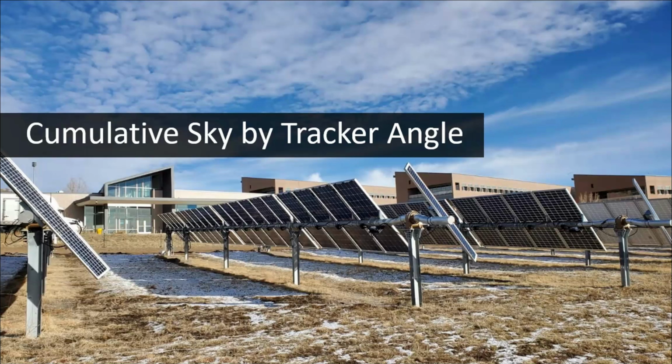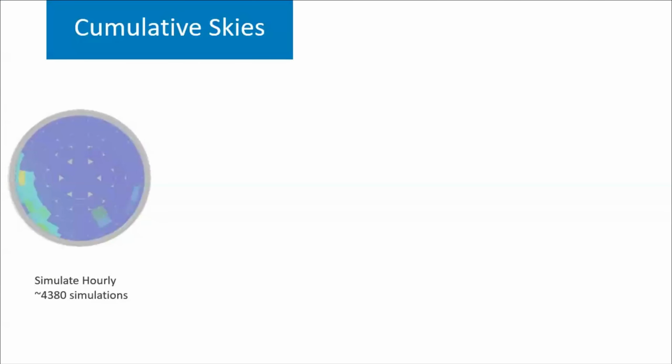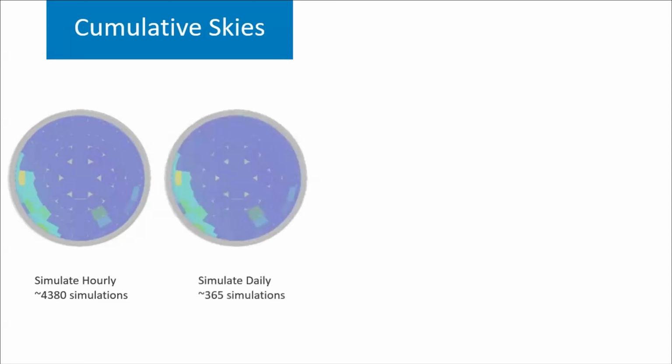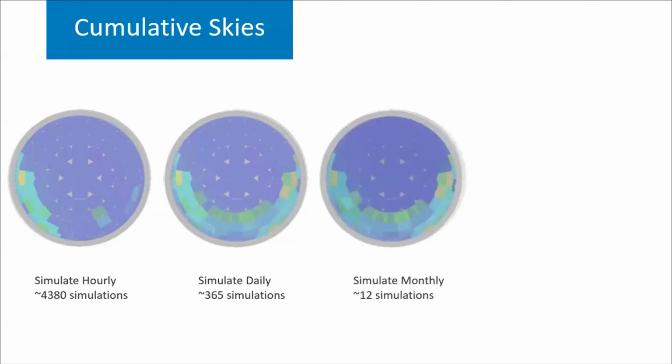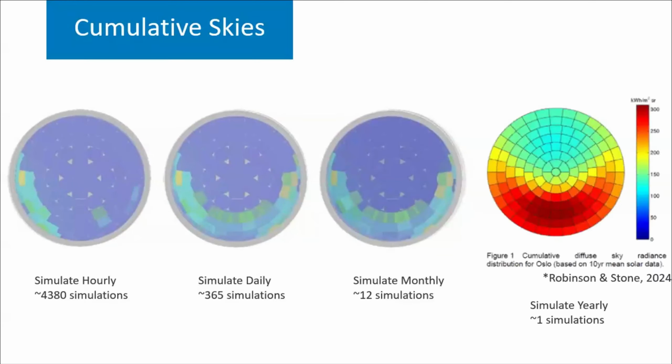So cumulative sky, right? We can do one simulation for each hour in a year, for parallel night. So it's not 8,760, we have about 4,000 sun hours, right? So we will make a lot of simulations. Or we can do one for every day, right? So you add all the hours of that day and make a simulation. Then you can do perhaps a simulation by month or even a simulation by year.